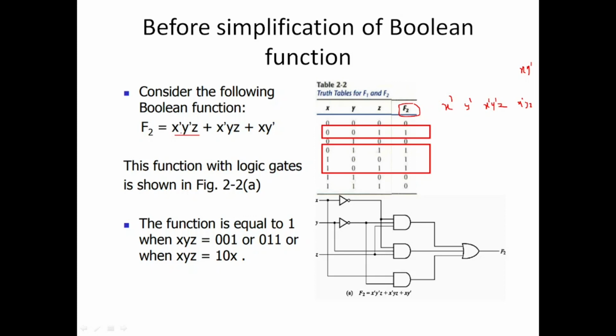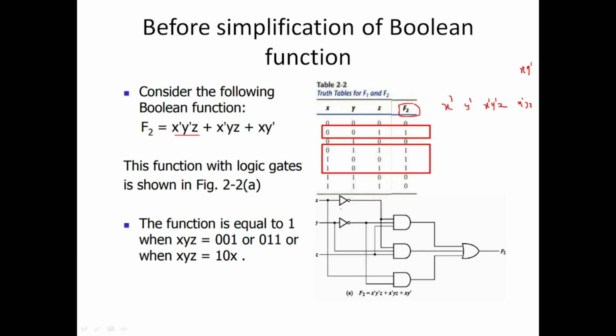Here three AND gates can be used. For this product term, we can use one AND gate. So here is the AND gate, and for this product term we are using another AND gate. For this product term we are using another AND gate. Before using the AND gate, we have to perform the NOT operation for X and Y.